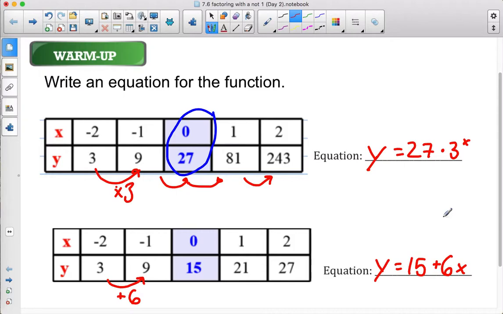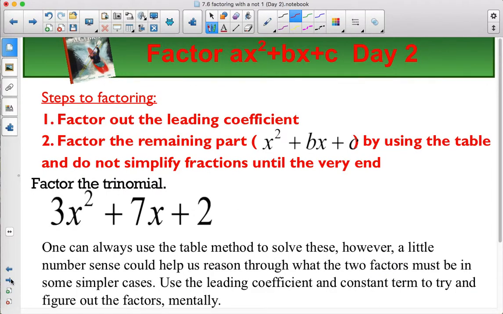We would call the 6 the slope. So those are two things that we worked on in the past, and this chapter and the chapter before, we've been studying quadratics. Okay, if you would please, how about your note packet?